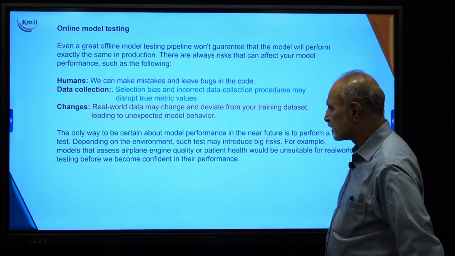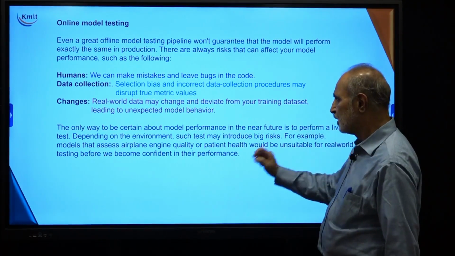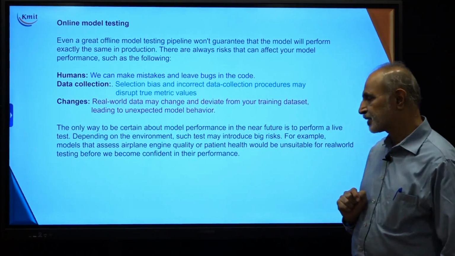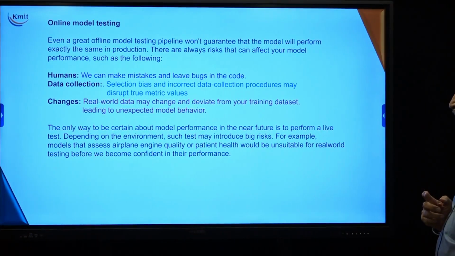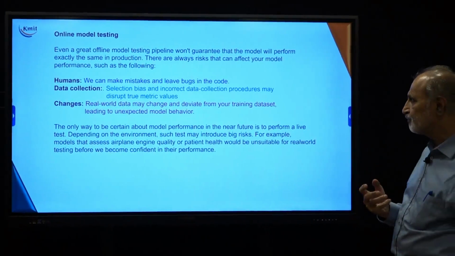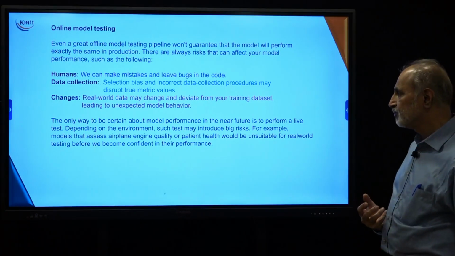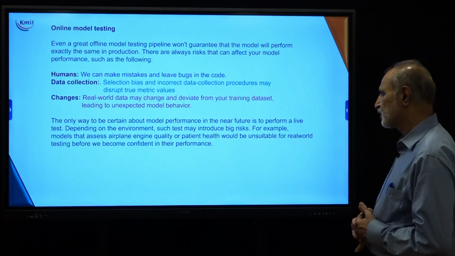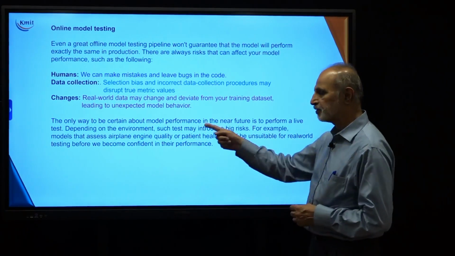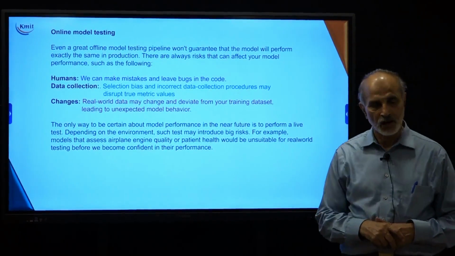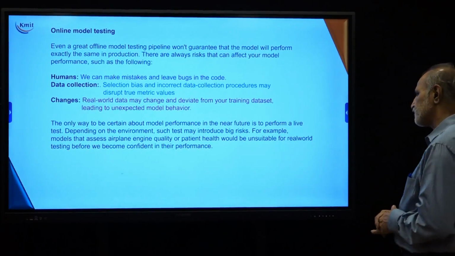Then, changes: real world data may change and deviate from your training data set. This is the biggest problem, leading to unexpected model behavior. So, looking at these three parameters, you can see the reasons are different: human, data collection and changes, and all of these put together will give me a problem to solve. The only way to obtain certain model performance in the near future is to perform a live test. That is why we have to go for online testing. Depending on the environment, such tests may introduce a big risk.